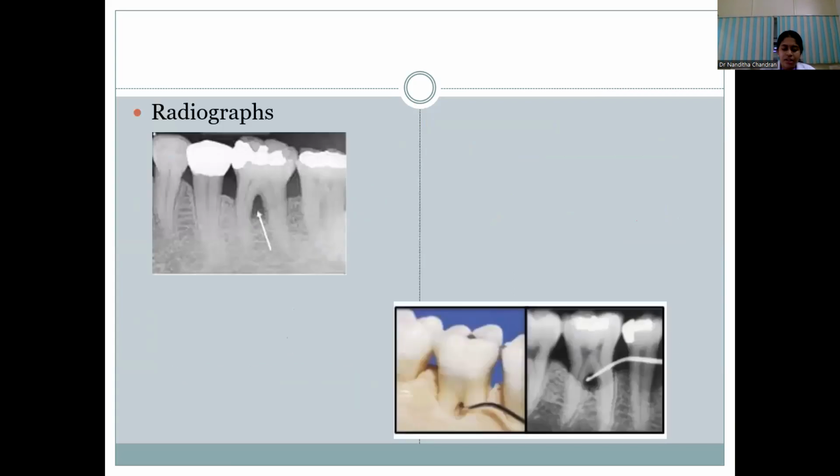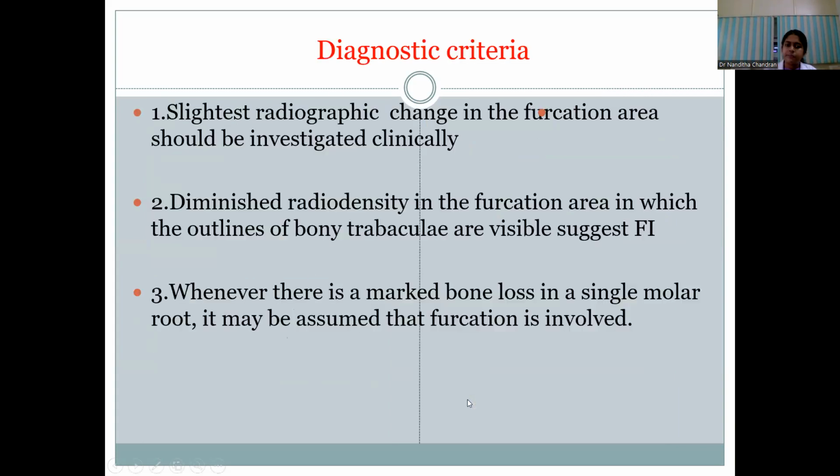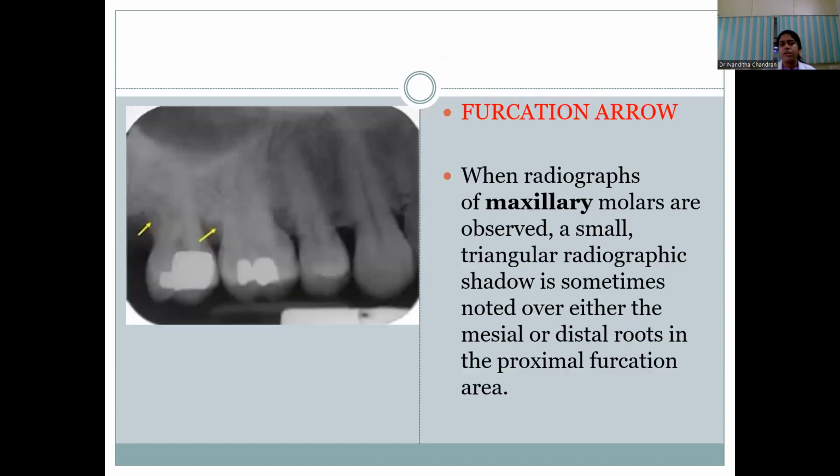See the radiograph. This radiograph shows a radiolucency in the furcation area. It means there is furcation involvement. We have to confirm it clinically. There are criteria put forward for furcation diagnosis radiographically. The criteria state that slight radiographic change in the furcation area should be investigated clinically. Diminished radio density in the furcation area in which outlines of bony trabeculae are visible suggests furcation involvement. Whenever there is marked bone loss in a single molar root, we assume that its furcation is involved.